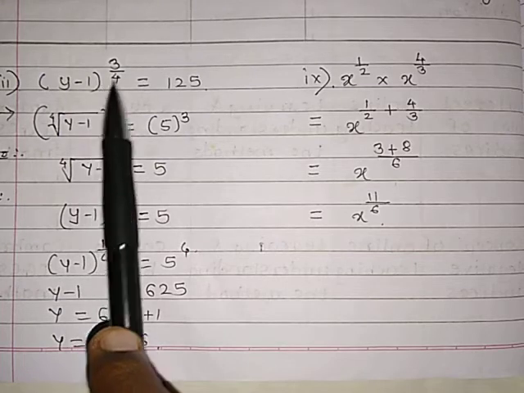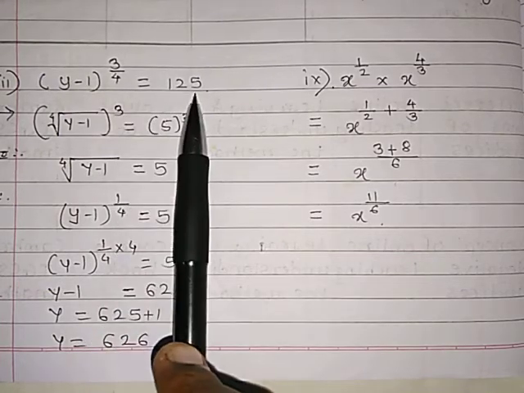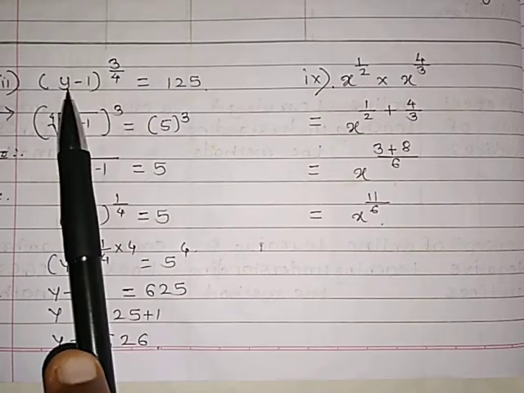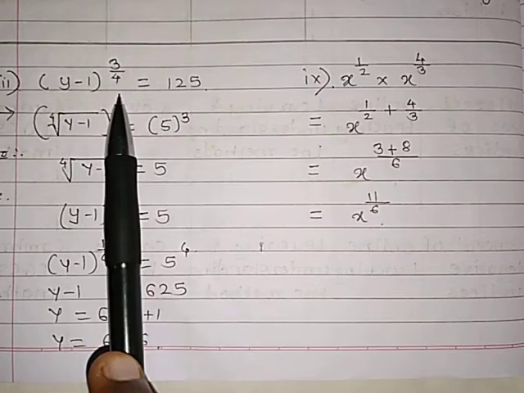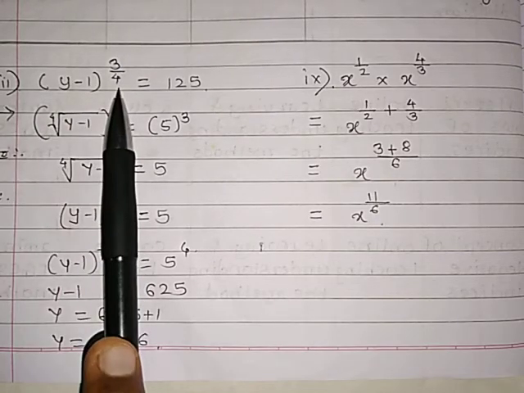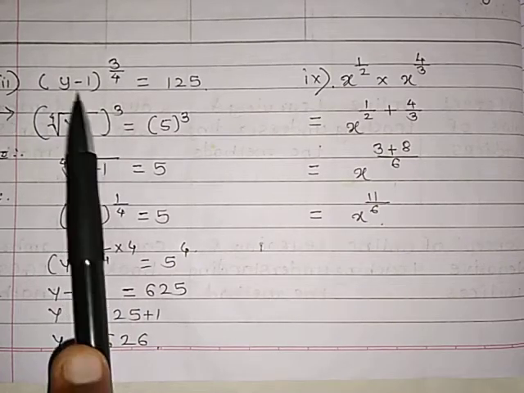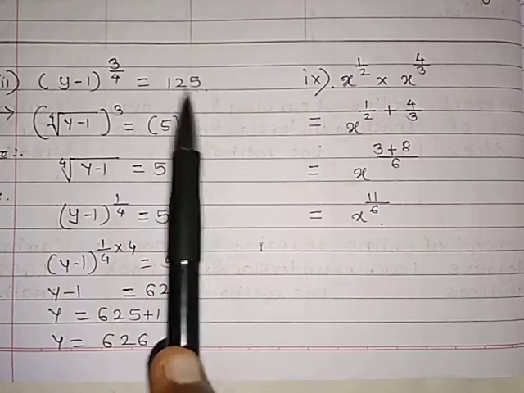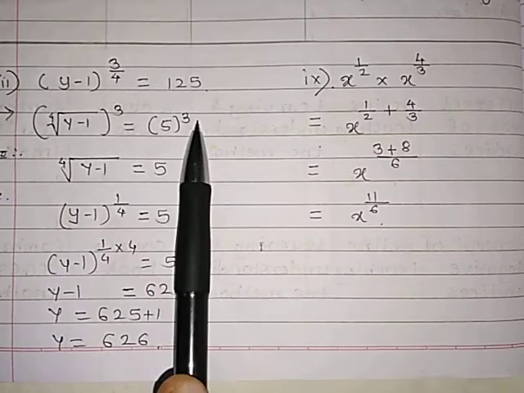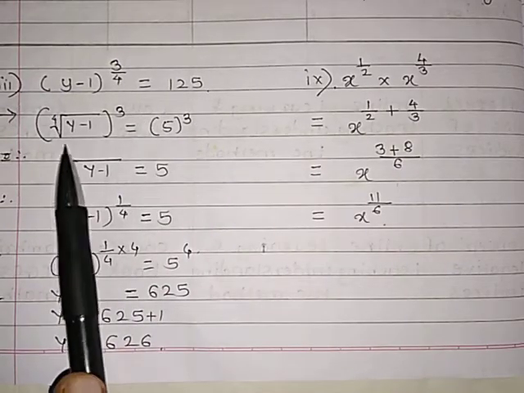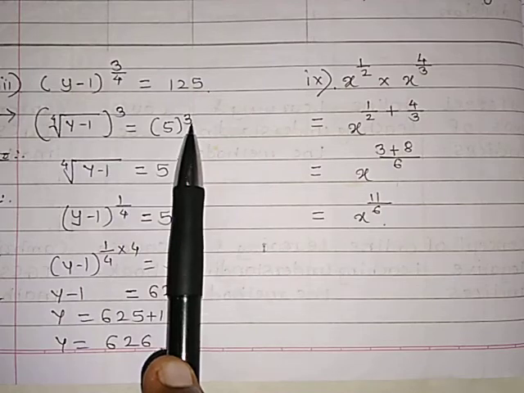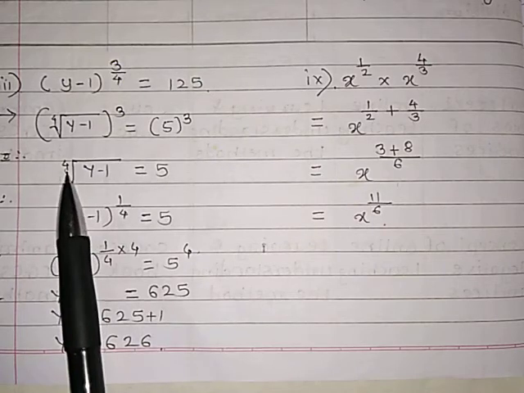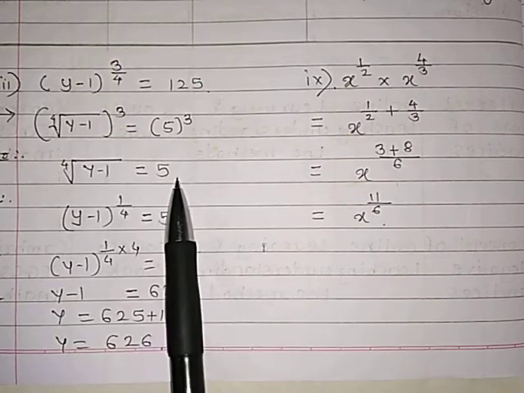Now next example. (y minus 1) bracket raised to 3 upon 4 equals 125. As we have written, (y minus 1) raised to 3 upon 4 will be the fourth root of (y minus 1) bracket cube, which equals, we can write, 125 as 5 cube. Now see here, this cube and cube will be cancelled, means we can cancel this by taking cube root. So fourth root of (y minus 1) equals 5.